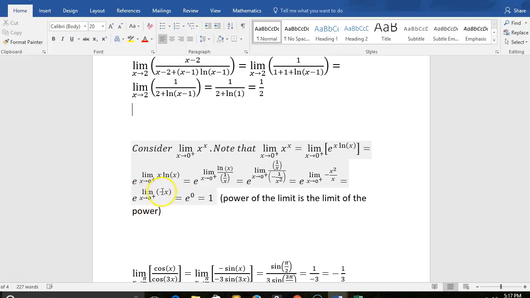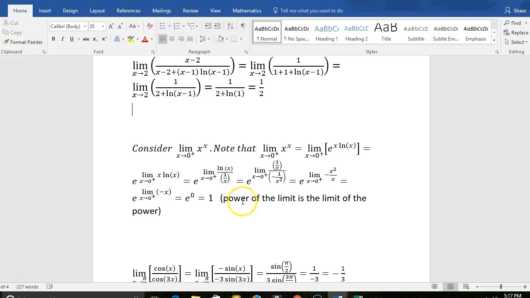All we have left is negative x itself. So we just have the limit as x goes to 0 from the right of negative x itself. But now we just have continuity. We can just plug 0 straight in, and that's just e to the 0. But e to the 0 is 1.